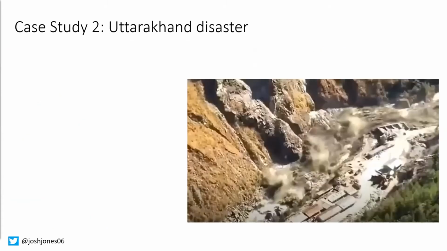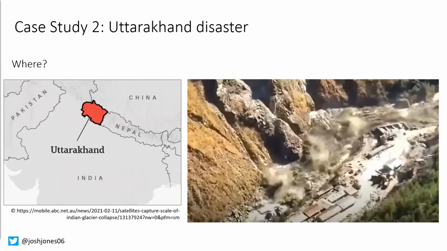Okay, so I'm now going to move on to my second case study, which is the very recent Uttarakhand disaster. Now, Uttarakhand is a region in northern India, shown here. So as you can see, it's pretty much directly west of Nepal, still located in that higher or greater Himalayas zone. The specific region impacted was the Rishiganga Valley, which is located roughly where this black arrow is pointing.